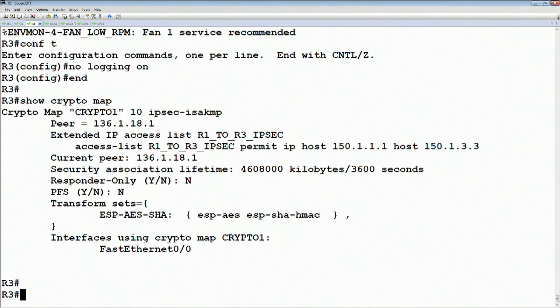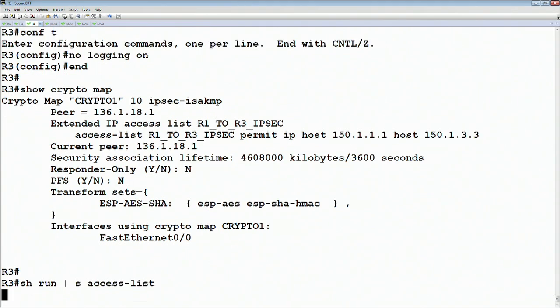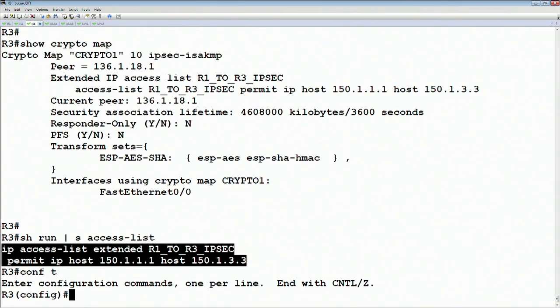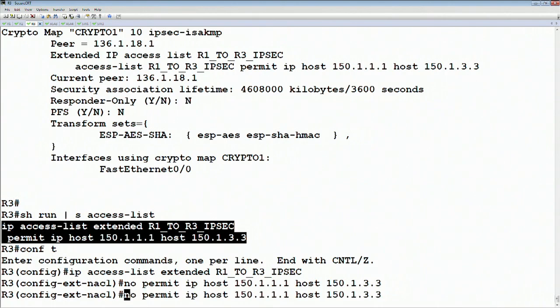Okay, so on router 3, let's go ahead and fix that ACL. Let's look at the show run section access list. And basically, this should be opposite. So let's say no permit that and permit it the other way. Source is going to be 150.133. Destination 150.111.